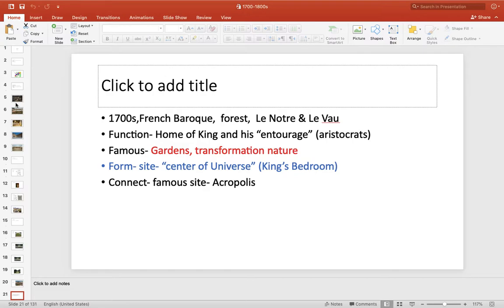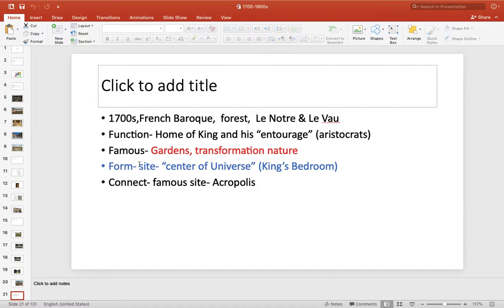All right, remember we want to fully identify stuff, so the date, 1700s, style, French Baroque, but don't worry about it. Materials, it's really a forest and a hunting lodge. If they're famous, we want to know them, Le Nôtre. Function, we always want to know the function. It's the home of the king and his aristocrat entourage. Famous, the gardens, transformation of nature, the power of man over nature.